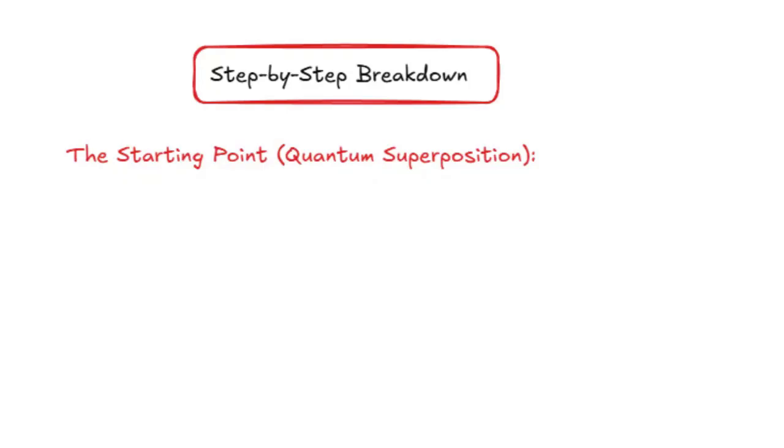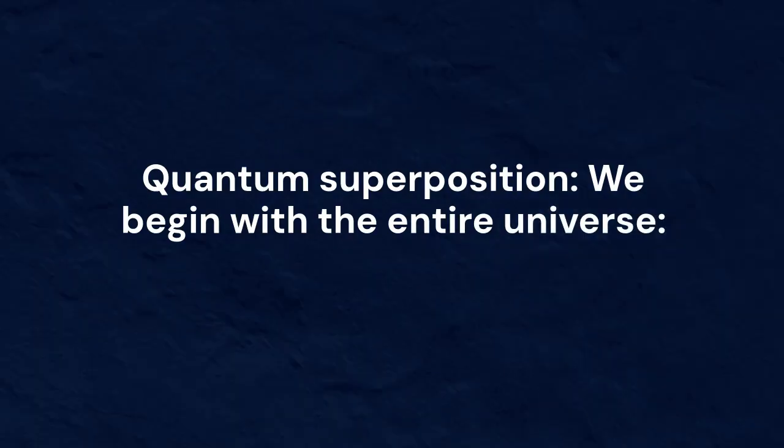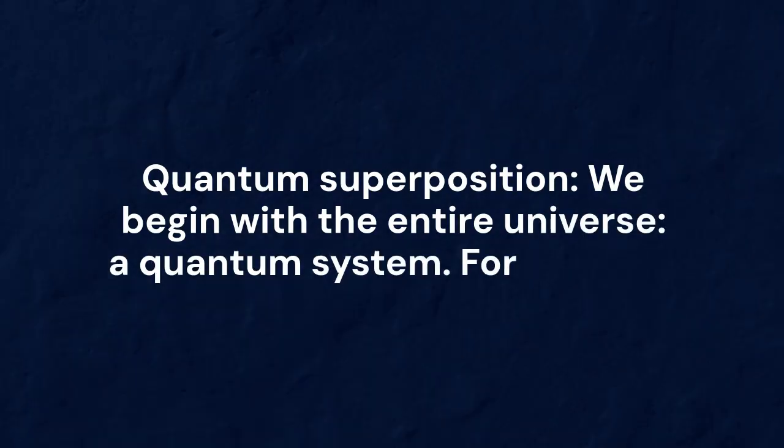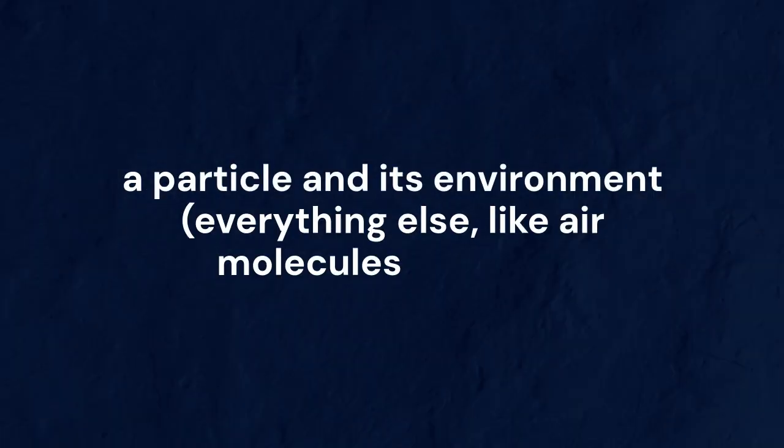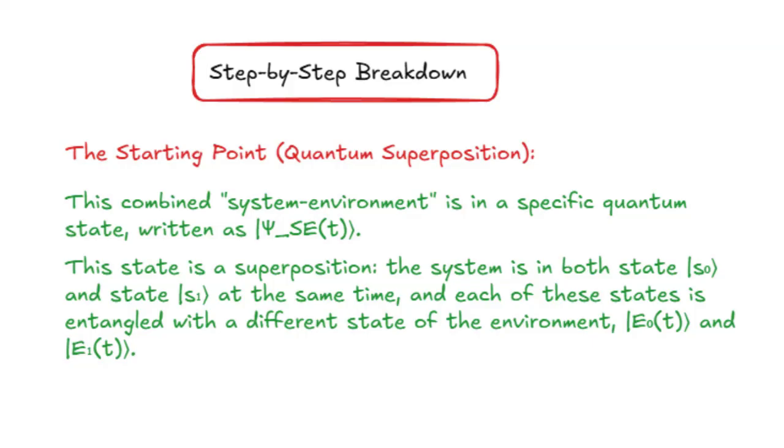Step-by-step breakdown. The starting point. Quantum superposition. We begin with the entire universe, a quantum system. For example, a particle and its environment. Everything else, like air molecules or light. This combined system and environment is in a specific quantum state, which we can call psi SE of t.